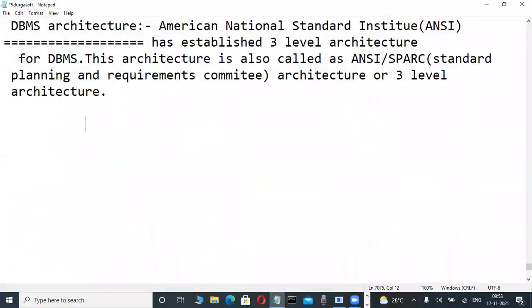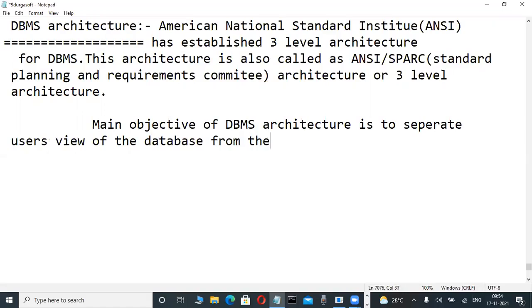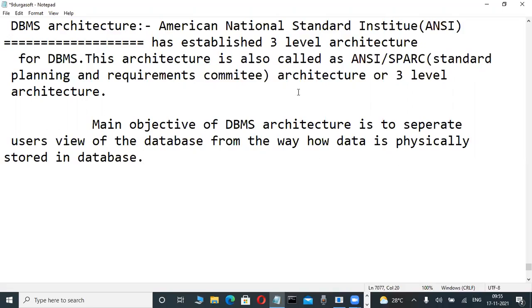First, write it. The main objective of DBMS architecture is to separate the user's view of the database from the way data is physically stored in the database.